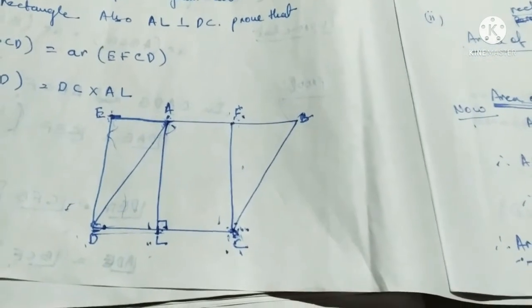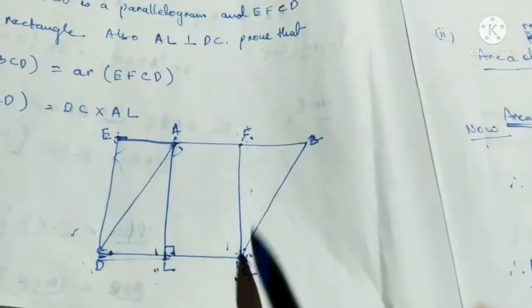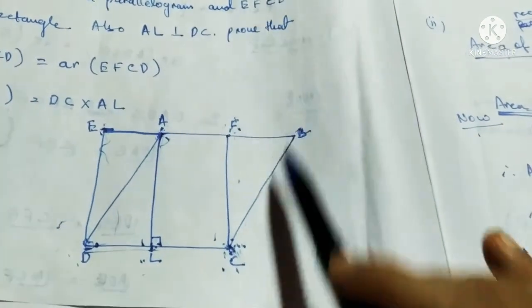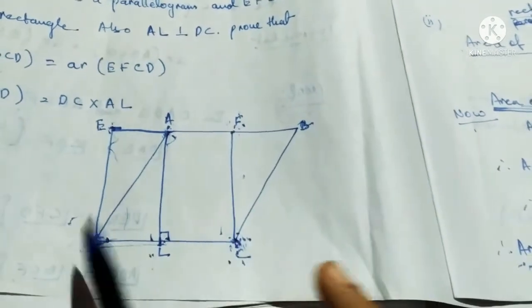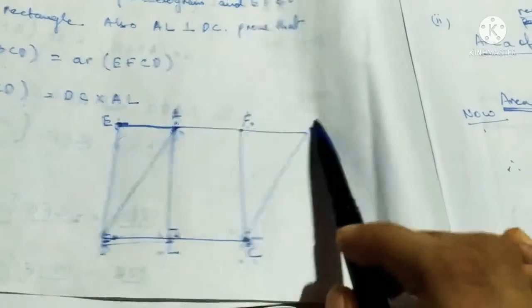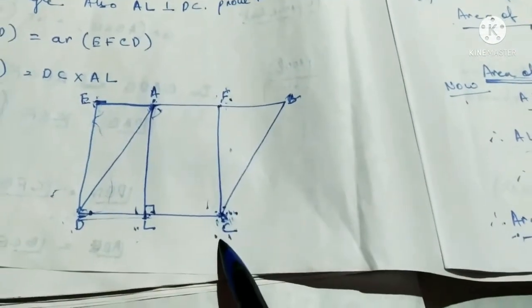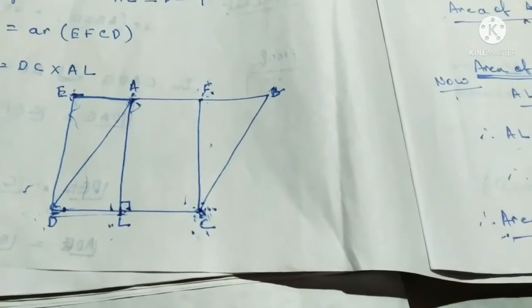Finished? Okay, now next, instead of writing area of EFCD, I can say area of ABCD, because area of EFCD is equal to area of ABCD. I have already proved. So area of ABCD is equal to DC into FC, I got. That is equation 1 I will take.